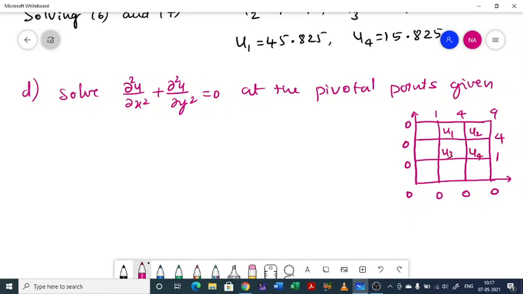You have to determine these values. So same procedure I have to follow, that is similar to problem 3. You will be getting finally u1 equal to 1, u2 equal to 2.5, u3 equal to 0.5, and u4 equal to 1. So with this we shall wind up the discussion on Laplace equation, numerical solution of Laplace equation.